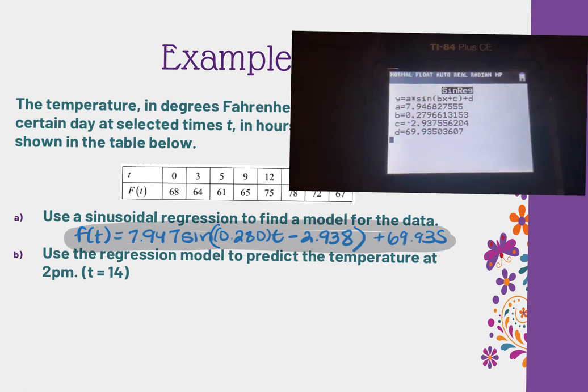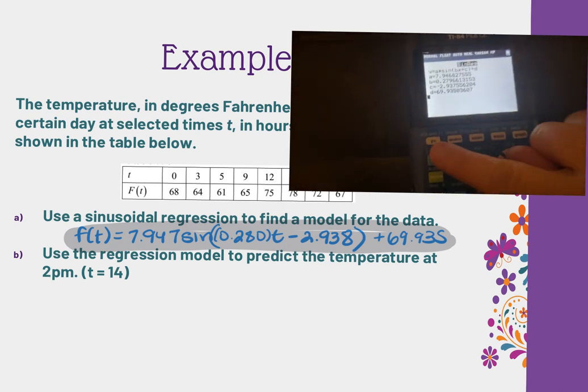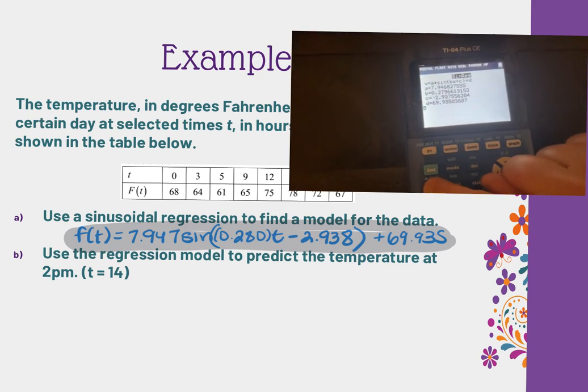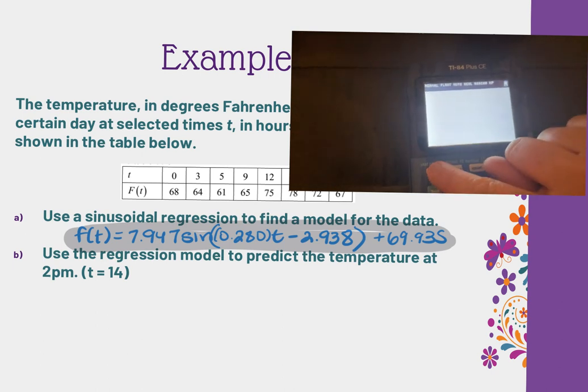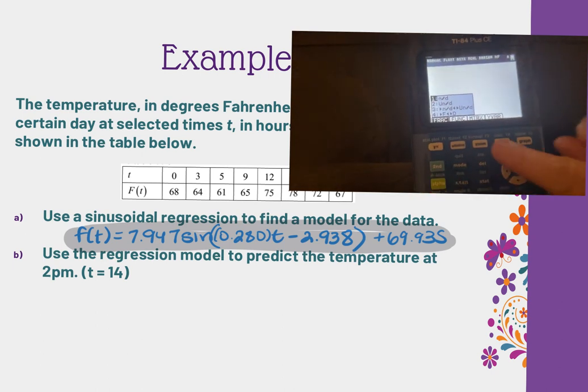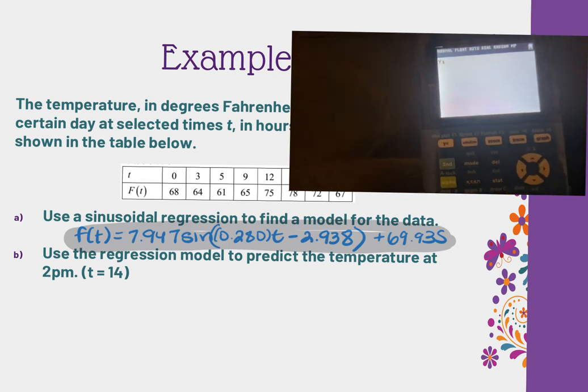Now B says use the regression model to predict the temperature at 2 p.m., which is 14 hours after midnight. So I'm going to get out of this screen. Alpha, Y equals, alpha trace, and get my Y1 again, and then 14.